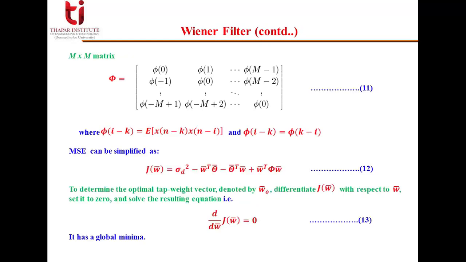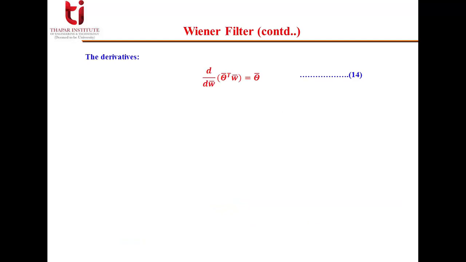Now let's talk about the derivatives. As we have seen in equation number 12, the mean square error equation, we have different terms. That means if we differentiate this equation, we have to take the derivatives individually, and we will see what each derivative results in. If I talk about the derivative of sigma d square, it will be a constant, because that signal is given to us with some variance. So that derivative will be equal to 0, and let's discuss the other derivatives.